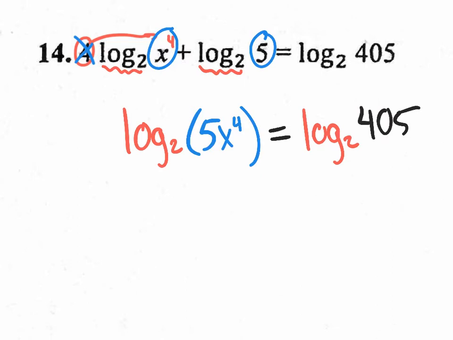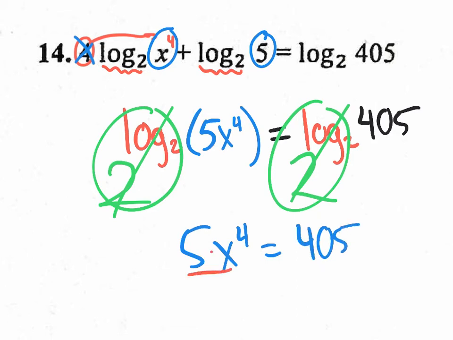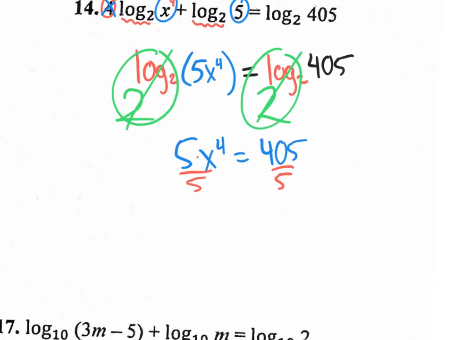What do I do now to solve this problem? I need to get rid of those logs. What do I do? Raise them to become powers of base 2. That way they eliminate, and then the 5x to the 4th comes back down. The 405 comes down. Solve this like if it were any other equation. Divide by 5. Divide by 5. What is 405 divided by 5? x to the 4th equals 81.